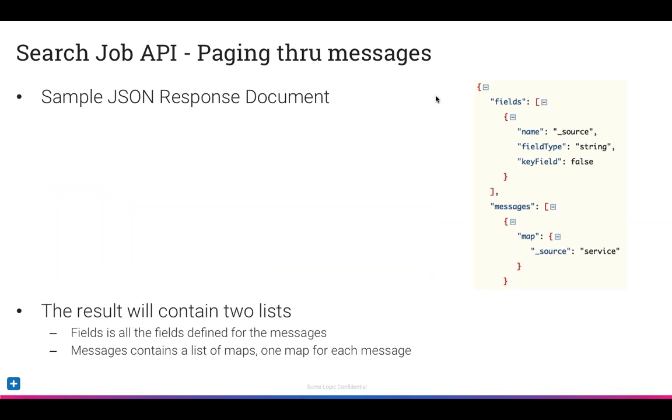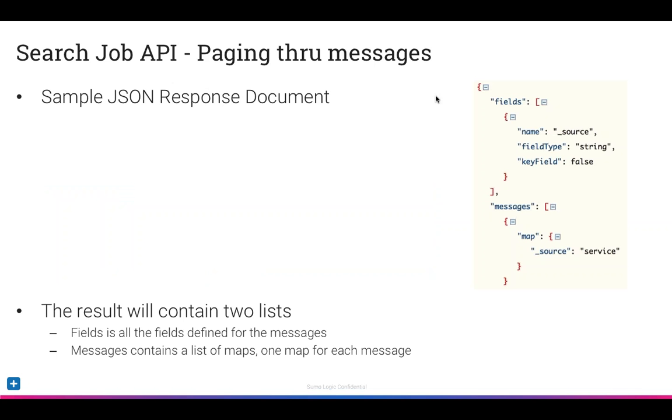So when you're paging through your messages, this is an example of a very simple JSON representation of what you get back. The key I want to call out is you're going to get back 2 lists. You're going to get back a fields list. Fields contains all the fields that are defined for those messages. It's going to tell you the name of the field, what type of data that field contains, and if it's a key field or not.